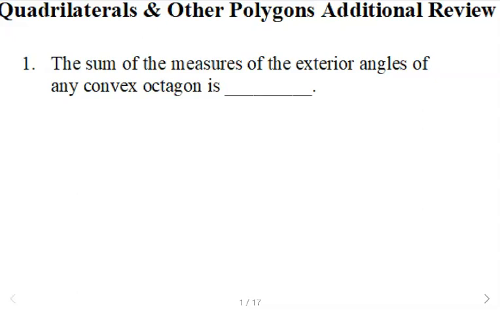Alright, this is the additional review for the quadrilaterals and other polygons test. The sum of the measures of the exterior angles of any convex octagon, any convex polygon in general, is 360. So it does not matter how many sides there are. If it's a convex polygon, the sum of the exterior angles, one at each vertex, is 360.